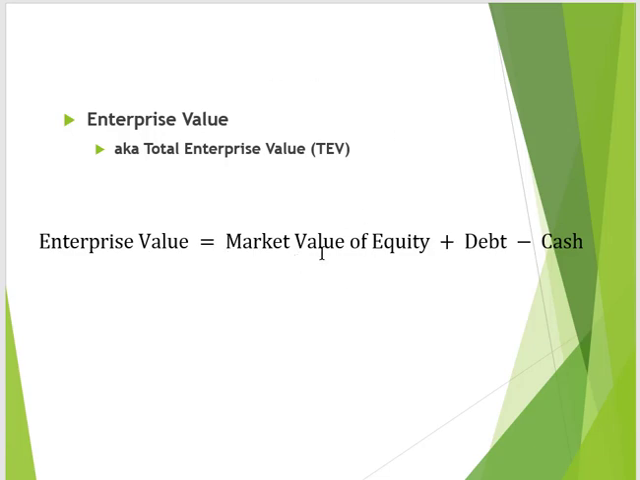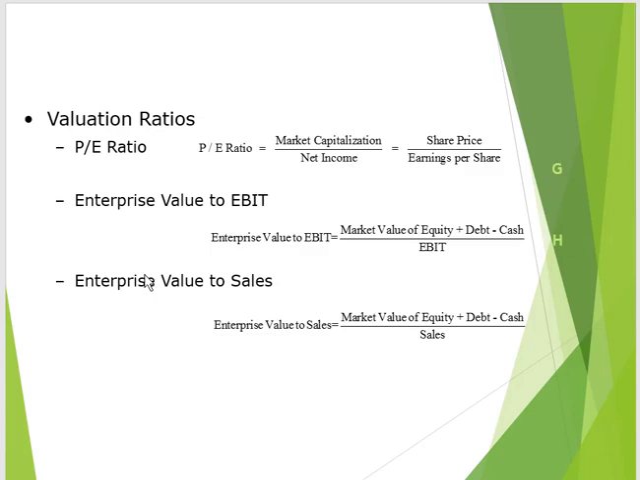You'd have to buy all of the stock. You'd have to have enough money to pay off all of the debt. And if the company did have any cash, you would use that cash to offset that. So enterprise value says, look, what would it cost to basically acquire this whole company and then have zero debt? We can use that in several ratios.